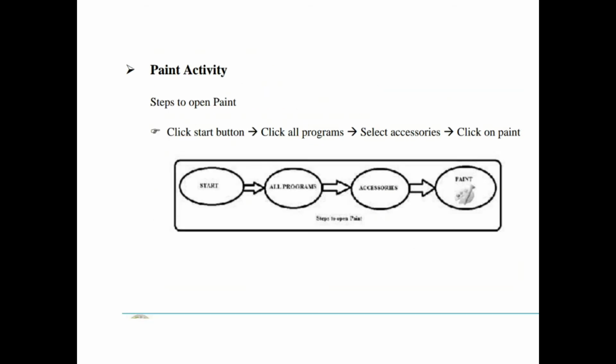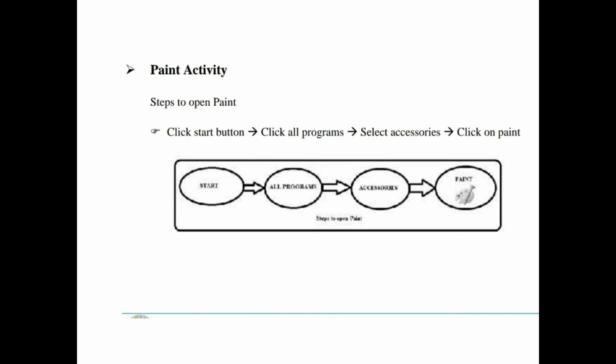Let us move on to the next one, paint activity. I think everybody is interested in drawing diagrams, painting and coloring them, isn't it? I think everybody has already drawn pictures on paper and given colors to them. But that facility is available in the computer also. We can draw pictures, give colors and make beautiful pictures. That feature is provided by a program called Paint, Microsoft Paint.